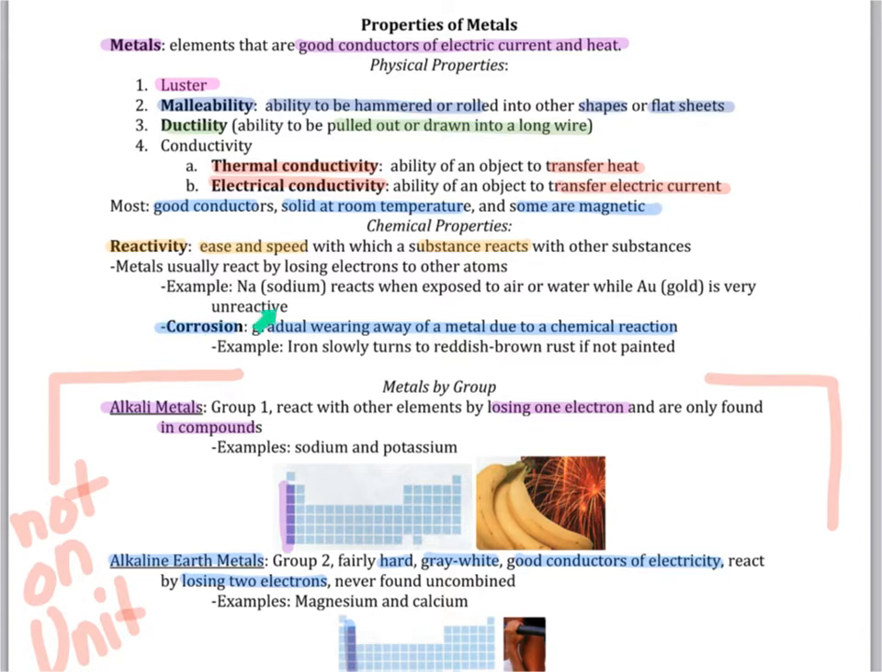Corrosion is the gradual wearing away of metal due to chemical reactions. So, for example, iron slowly turns to a reddish-brown rust if it's left unpainted and exposed.